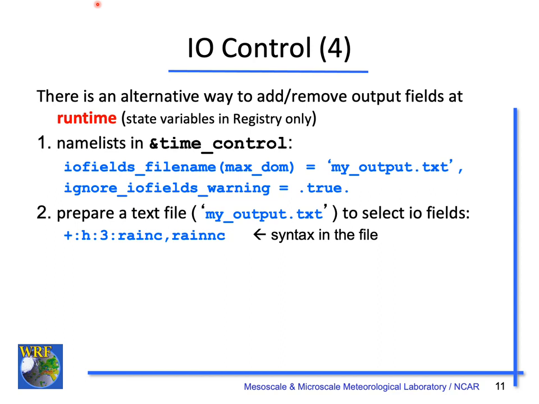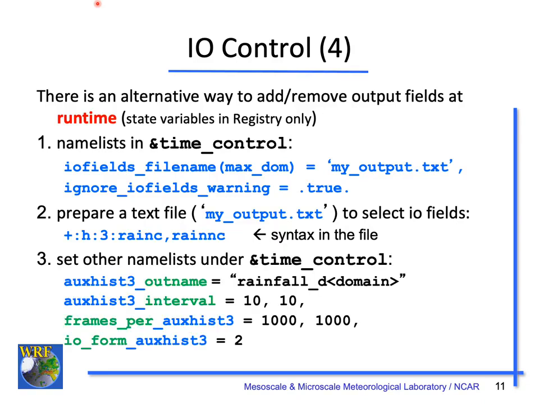In the example shown here, it shows how to add the two rainfall fields to the history stream number 3. Then we will need those options to output the fields in the namelist file, as we did in the previous slide. With all these steps, we can now output these model fields to another file without needing to compile the model.